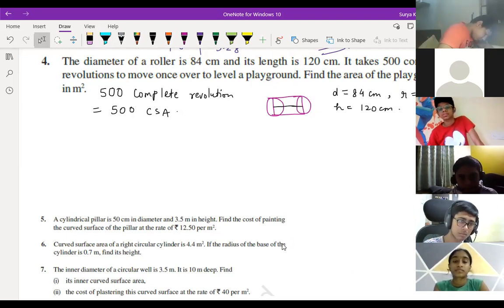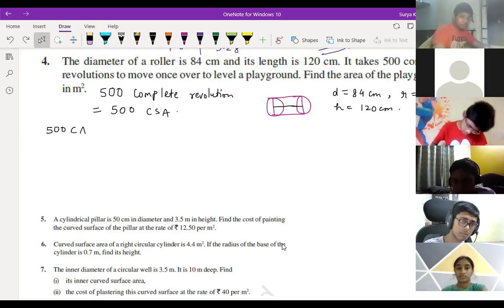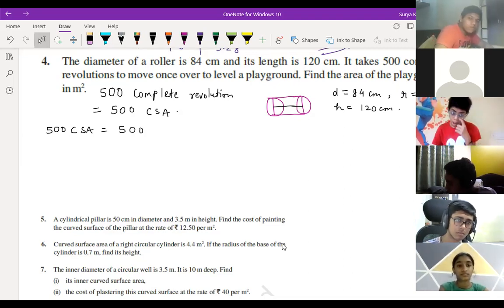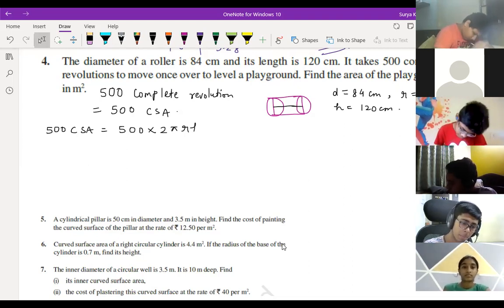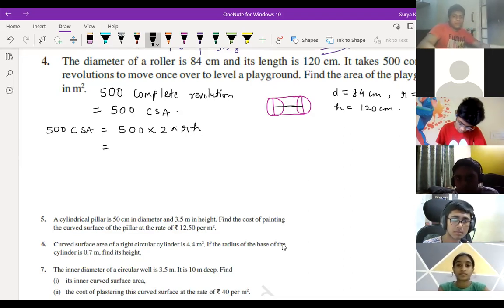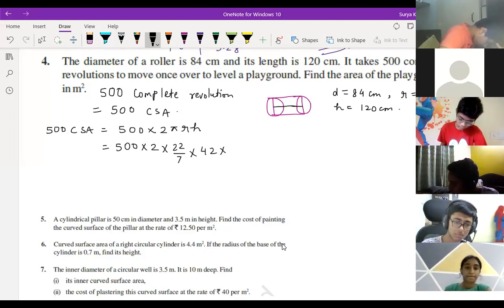So 500 CSA is nothing but, if we want to write 500 CSA, we can write 500 into CSA. And CSA is what, children? 2 pi r h, correct? Can we write like this? Yes, sir. So it's very easy. 500 into 2 into 22 by 7 into radius 42 into 120. Is this clear?